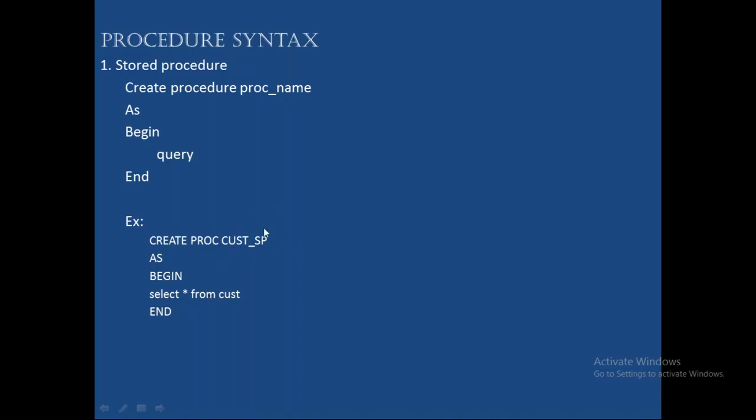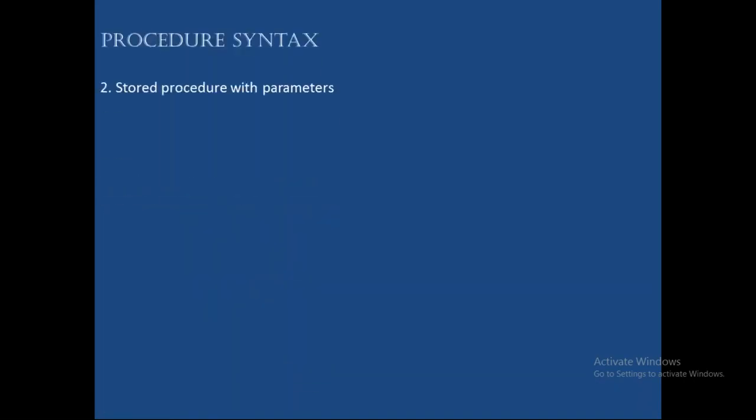Whenever you call the stored procedure cust underscore sp, what is going to happen is it is going to execute the query which you have inside the stored procedure. So whenever I execute cust_sp, all the records which I have in the customer table will come. All these things we discussed yesterday, because I wanted to discuss once again, because in upcoming sessions I will not discuss all these things again and again. Okay, procedure syntax, stored procedure with the parameters.